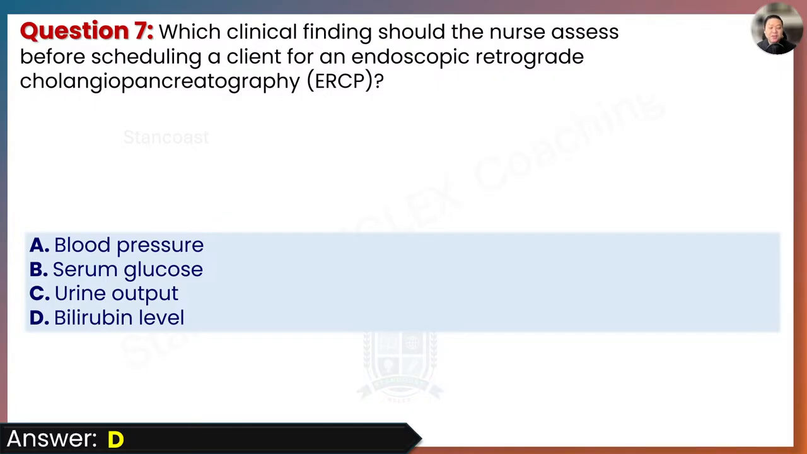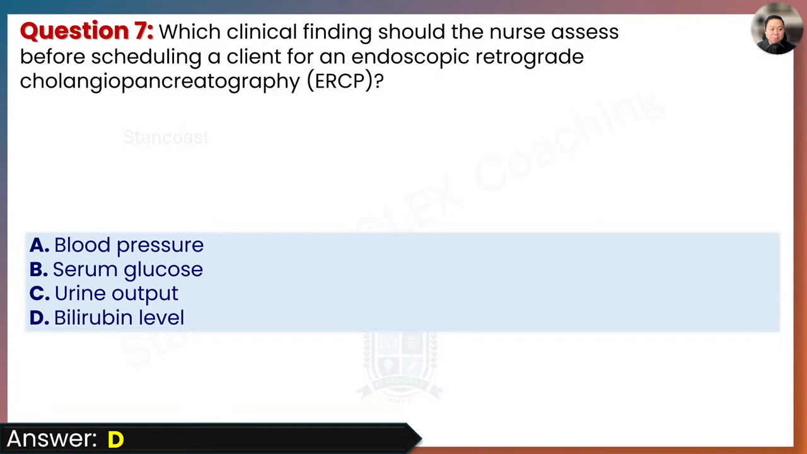Now, the clue in the question is that the ERCP procedure involves the insertion of a cannula into the bile ducts. And so if there is elevated bilirubin levels already, this would be an important consideration for the healthcare provider to ensure safe management of possible complications.